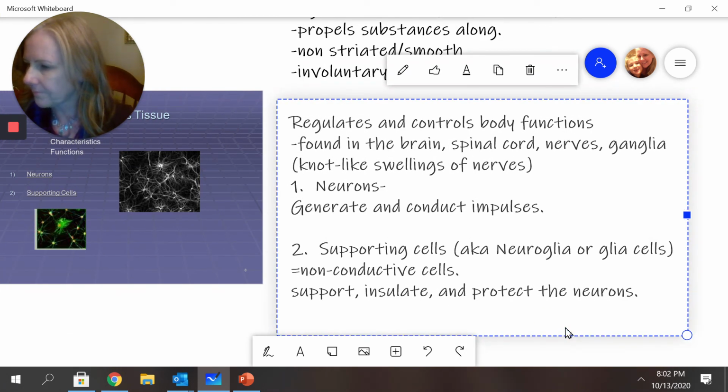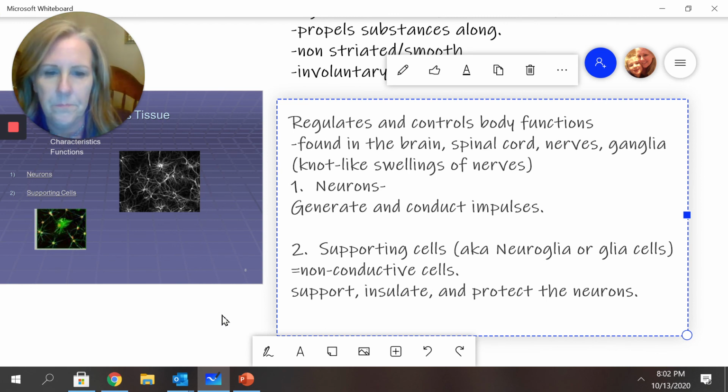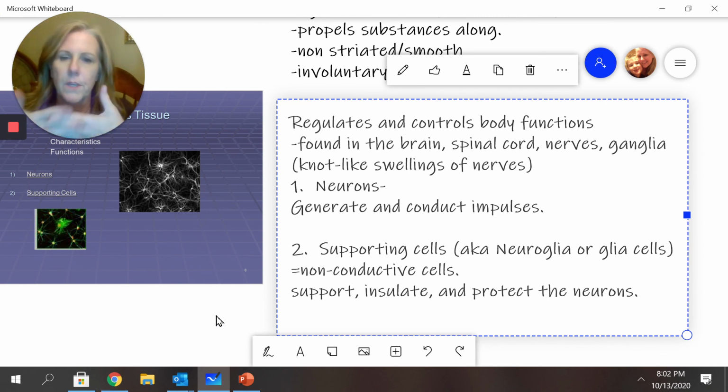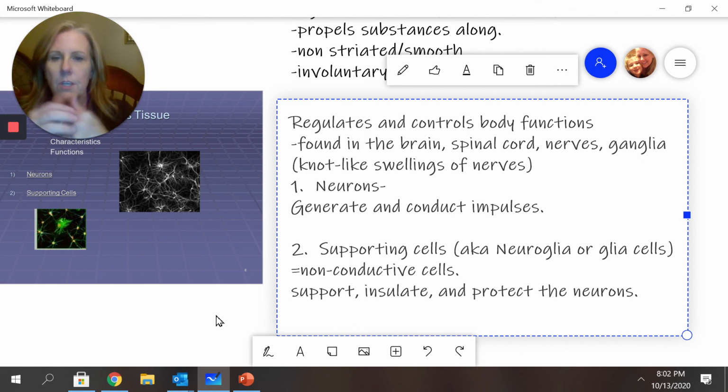All right. So we just did a little overview of all of the tissues, just to introduce you to those tissues. Then when we get to the systems, we'll be talking about how those tissues function. How do the tissues function in relation to the other tissues surrounding them?